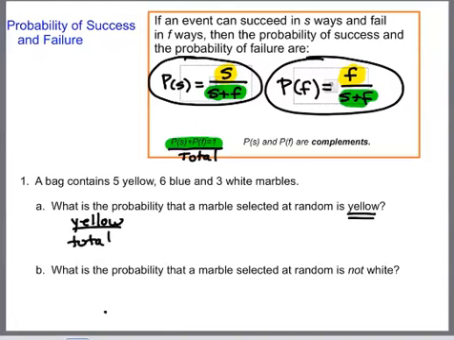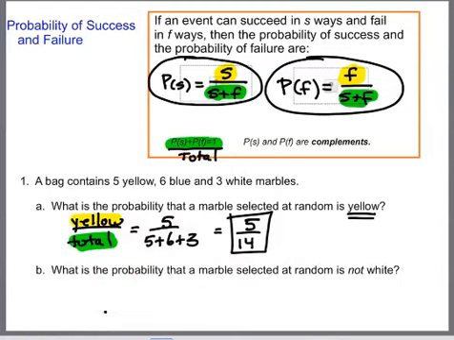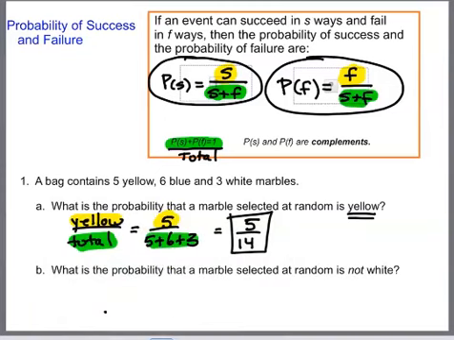And remember, the total is all the yellows, that's a win, plus the ones that are not yellow. And if we want to think of that as a fail, we can. So this is 5. The total is successes plus the failures. So this is 5 out of 14. This is yellow out of total. Okay, look at the next one.